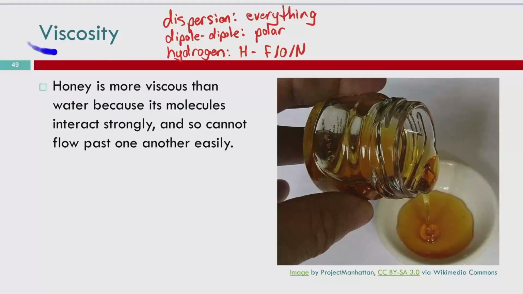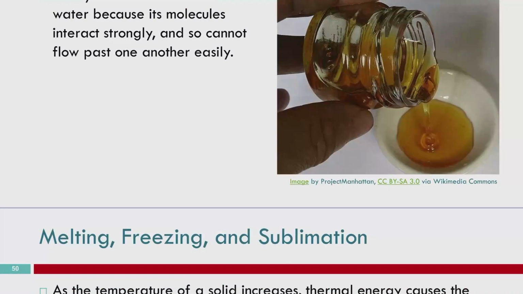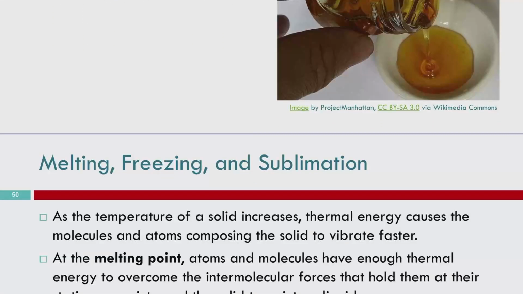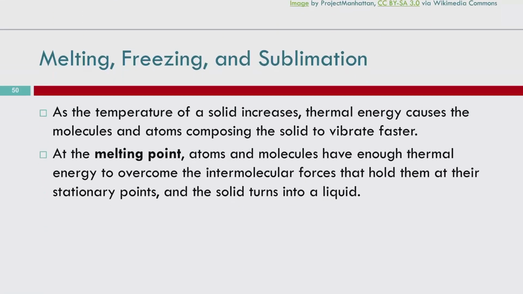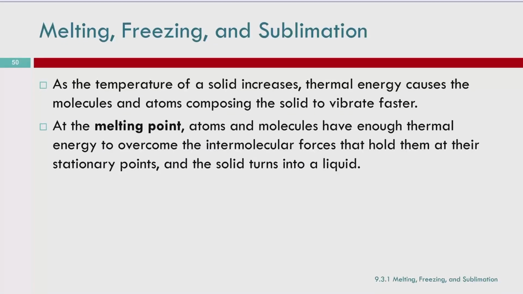And remember that viscosity is the thickness of a liquid, so things that are higher viscosity are going to flow less smoothly. So we're thinking things like molasses that doesn't pour very well. Cold maple syrup is also going to have relatively high viscosity. Honey has high viscosity. And we're going to take a bit of a departure to talk about melting, freezing, and sublimation, and then we'll talk about some other phase changes after that.